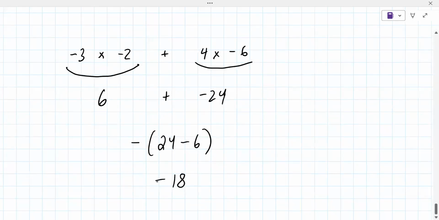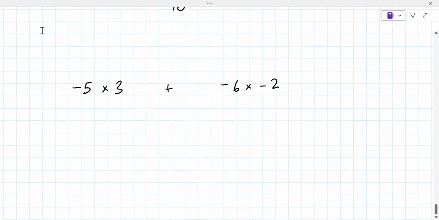When you give me the answer, make sure you give me the full answer. I know 24 minus 6 is 18, but give me the full answer there. All right, good. So let's try another one here. Let's try -5 times 3 plus -6 times -2.